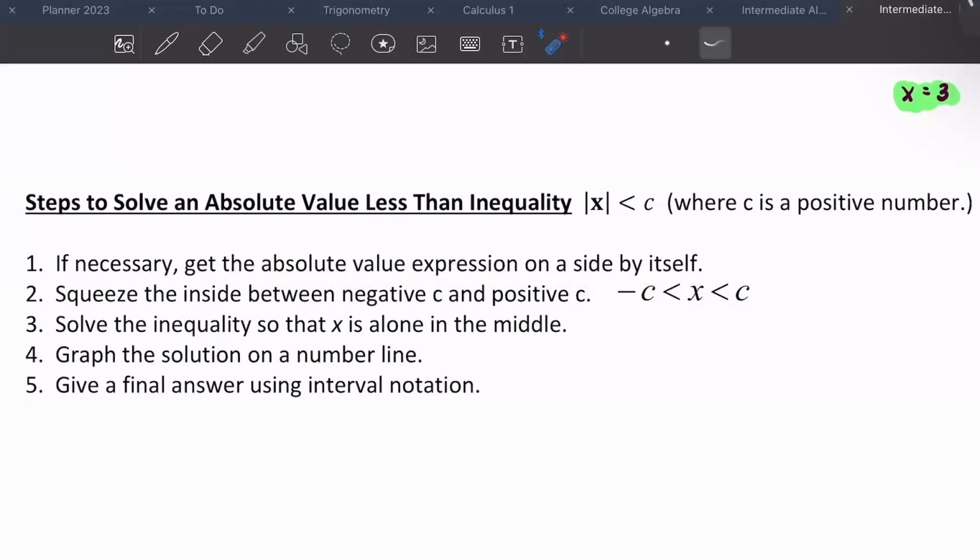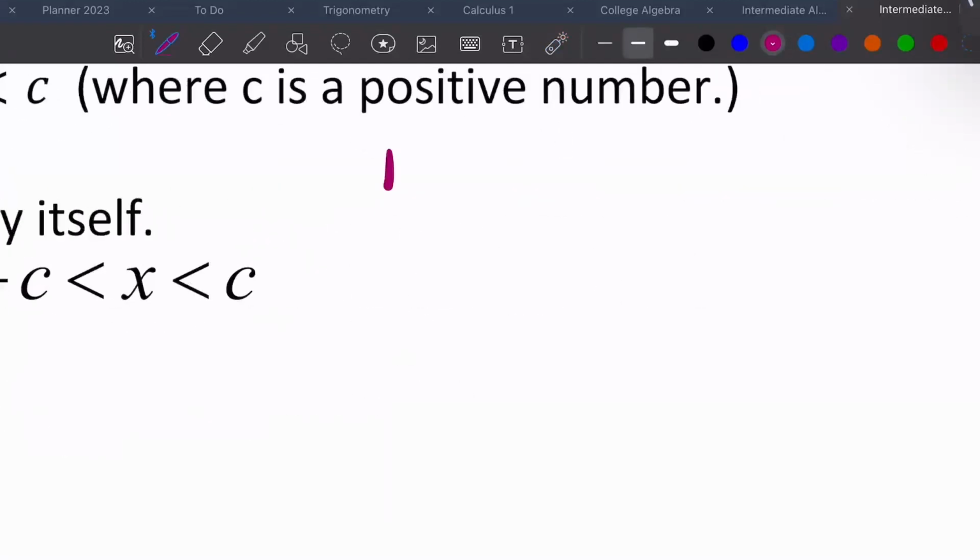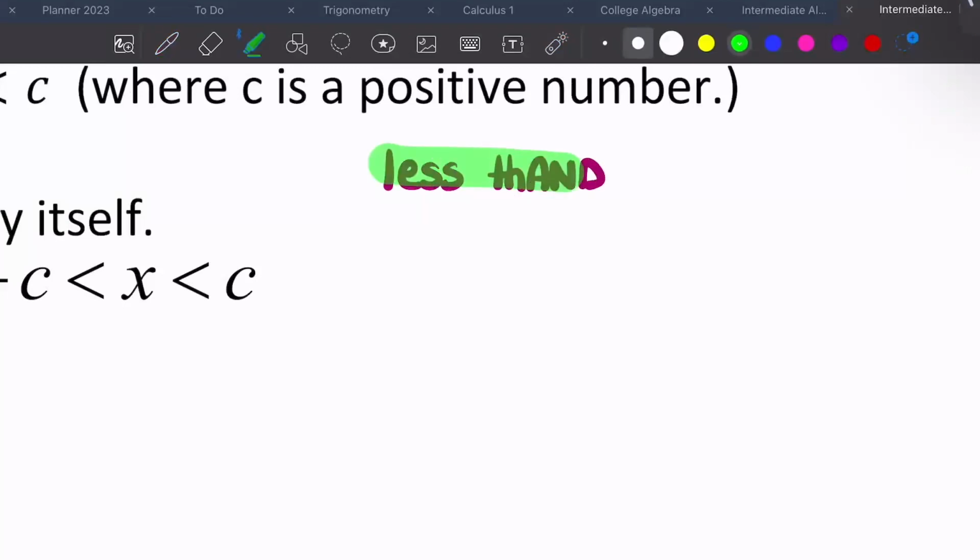With the less than problems, I treat them as and or. We have two problems: and problems and or problems. Less than are and problems. This is the way I think about it. If I have less than, put a D on the end of that. Less than.